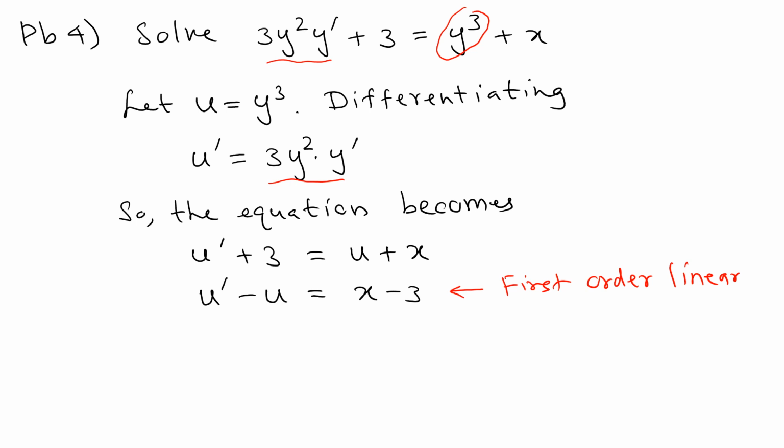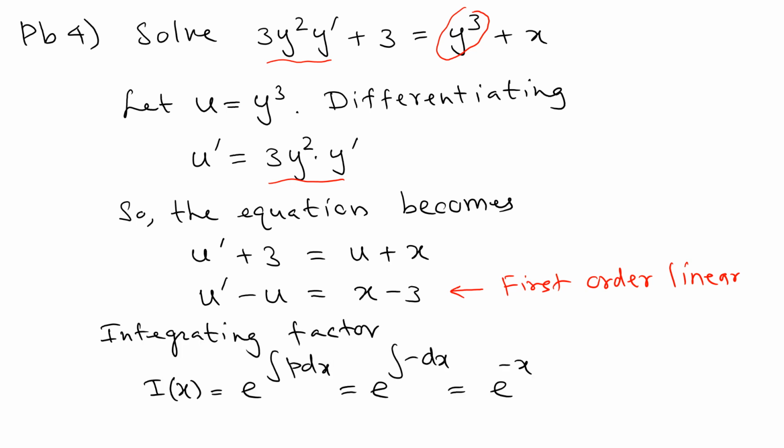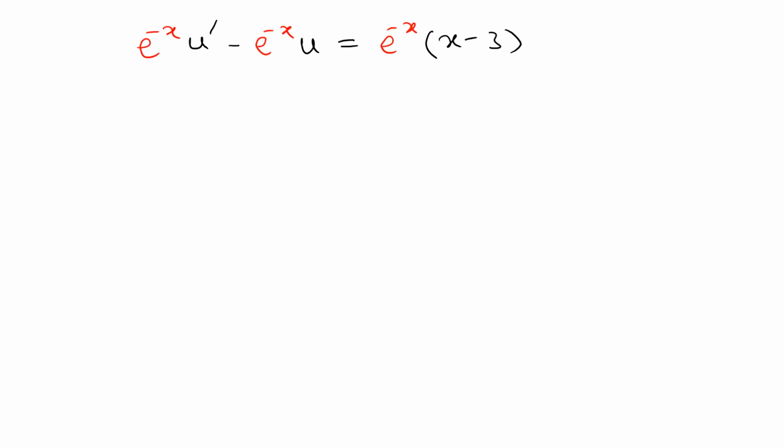Okay, so we use the standard technique. We're going to find the integrating factor. This is p, so e to the negative x is the integrating factor. Now you're going to multiply by that and integrate. Because of the choice of the integrating factor, the left side simply becomes d/dx of e to the negative x times u. You can verify that if you use the product rule, that's exactly what you get. And on the other side, you have e to the negative x times (x minus 3).